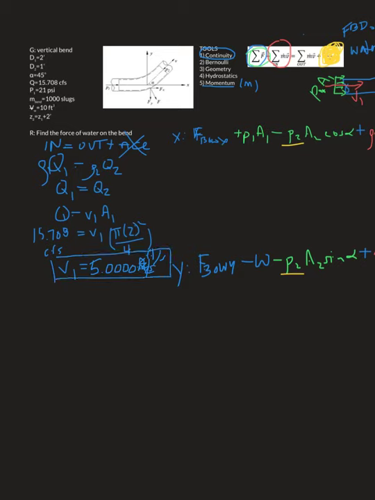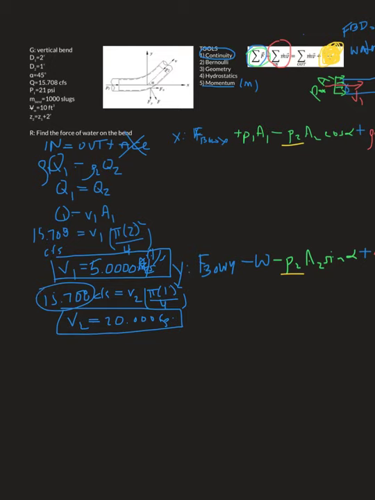We'll do the same thing and say 15.708 CFS equals V2 times pi times 1 foot squared, that's a pi, over 4. So V2 equals 20.000 feet per second. Seems contrived. It might be because I made that number up. Anyway, now we've got V1 and V2, so that's good.